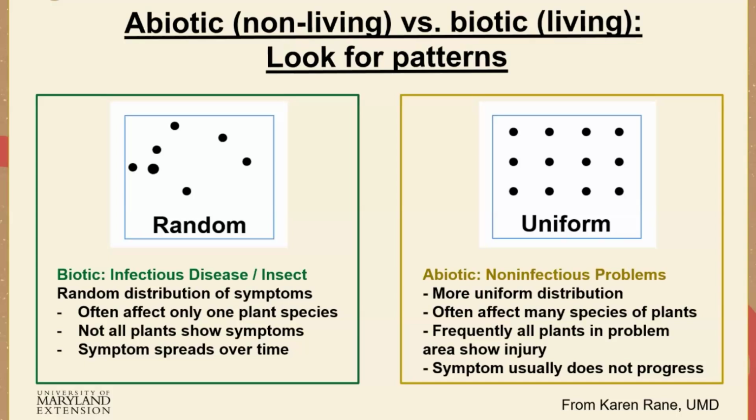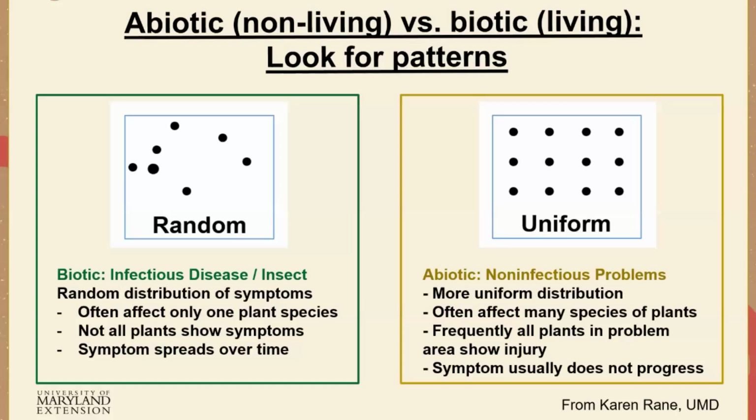Versus on our right with our uniform patterns, generally caused by our non-infectious problems, our non-living ones like climate, typically more uniform in distribution, where we're seeing a uniform, say, burn across several shrubs, often affecting many plant species, so many different types of species of plants. Frequently, all plants in the problem area show injury, and then symptoms usually do not progress.